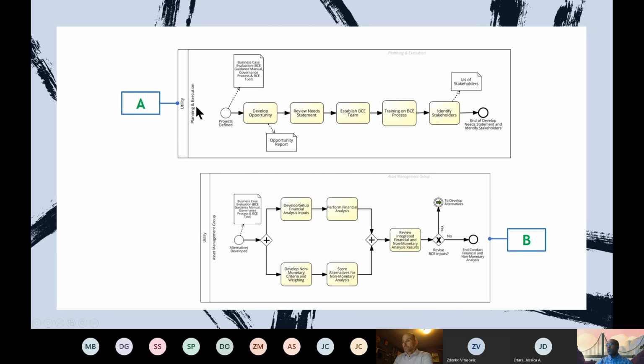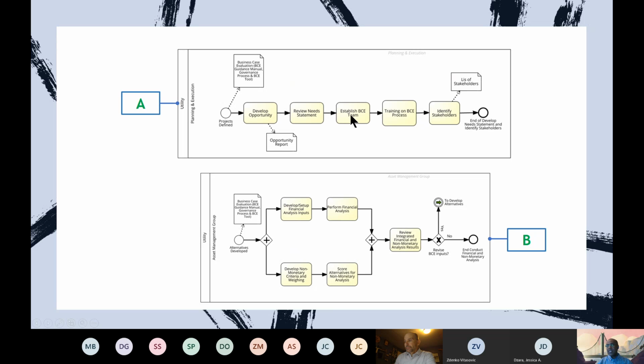The reason why we need to do review needs statement is because there was already a needs statement that qualified that need to be a CIP project, but now we are going into details. So we need to define the opportunity statement or the problem statement. We need to go into the details of the need statement. What are we trying to achieve?